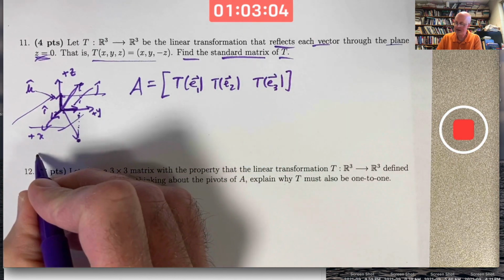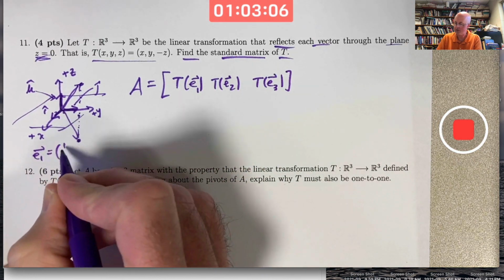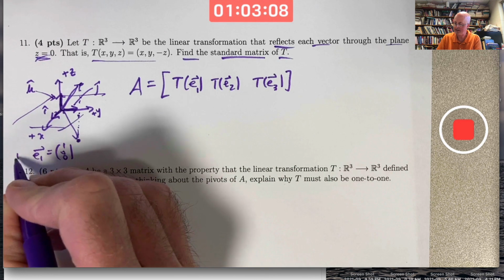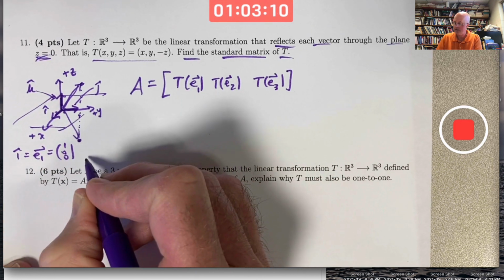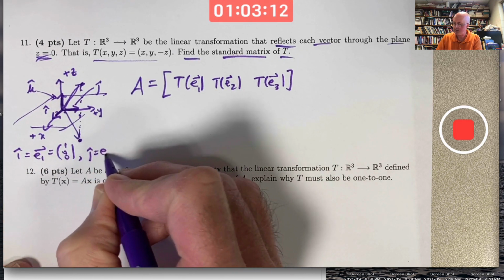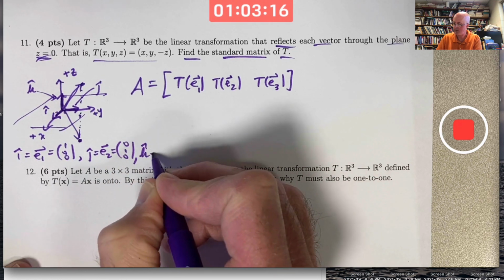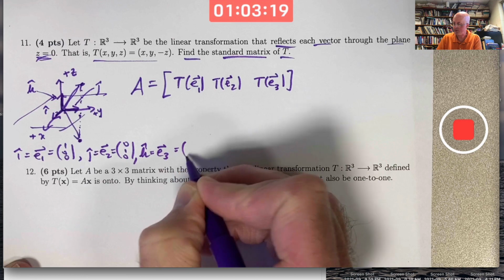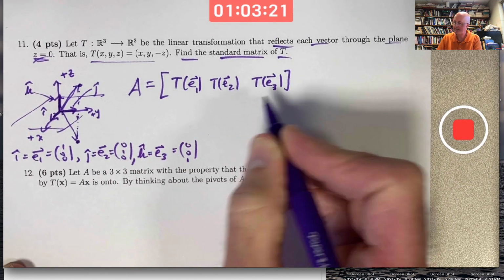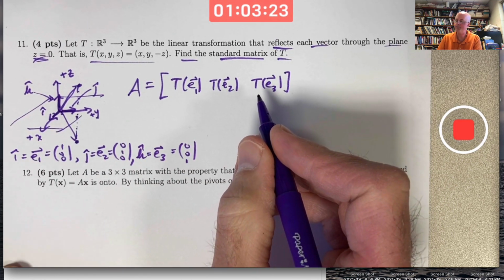Typically, we're thinking of these things as column vectors. E1 would be 1, 0, 0. That's the same as I hat. J hat equals E2 is 0, 1, 0. And K hat equals E3 equals 0, 0, 1. And this is how to find the standard matrix of T.